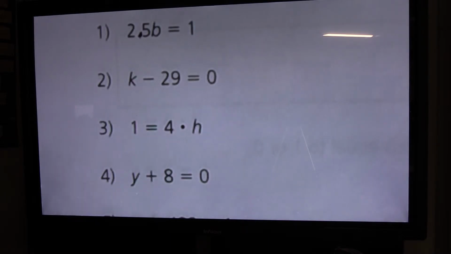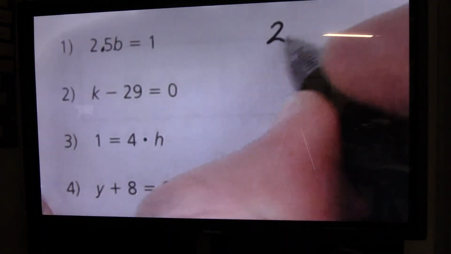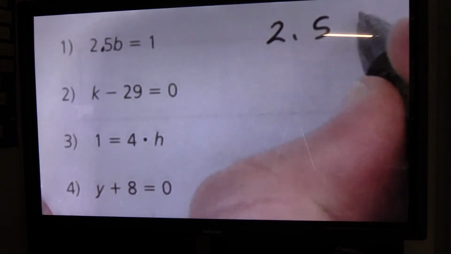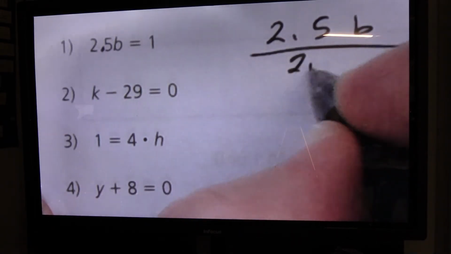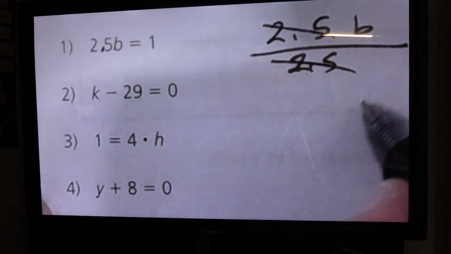If we have this situation, a way that I can divide here, I would say B divided by 2.5, and that's going to cancel those out. So I'm left with B.